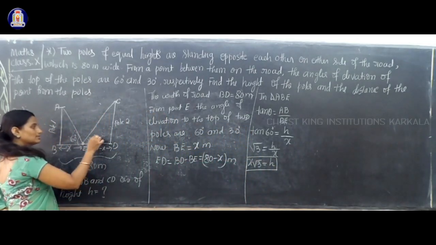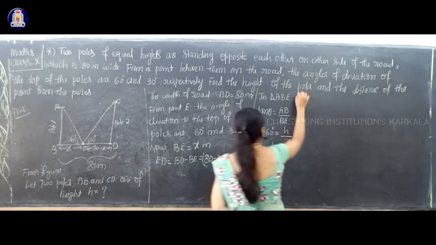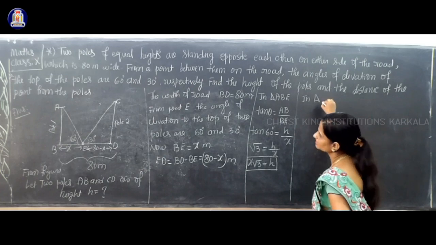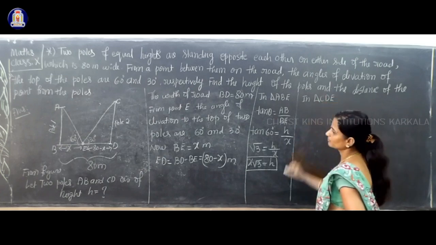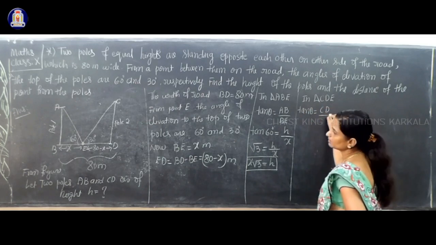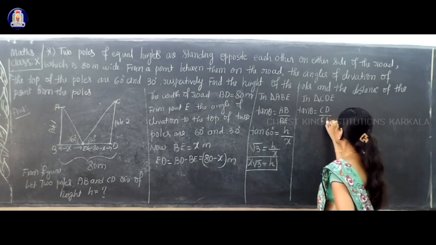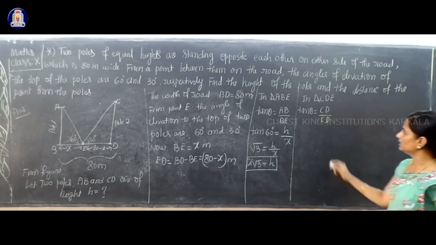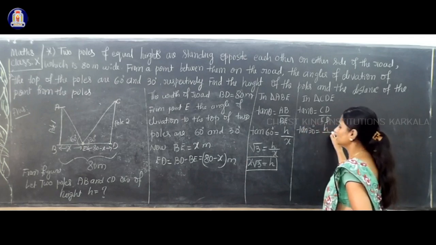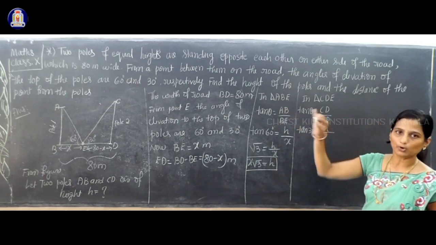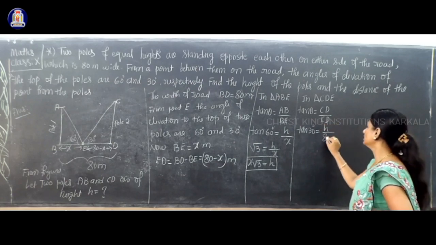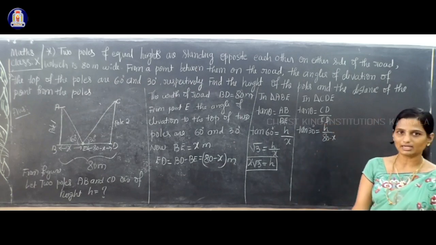Now apply for this triangle, that is for tan 30. So in the right angle triangle CDE, what is your tan theta? Tan theta is equal to CD divided by ED. So tan 30 degree is equal to CD, which is h, because both poles are of same height, divided by ED, which is 80 minus x.